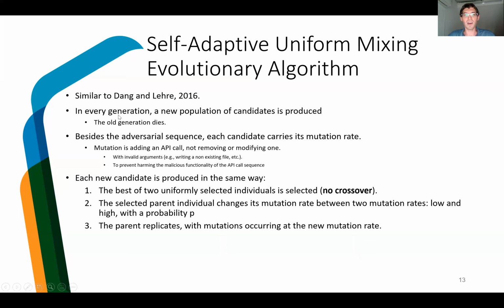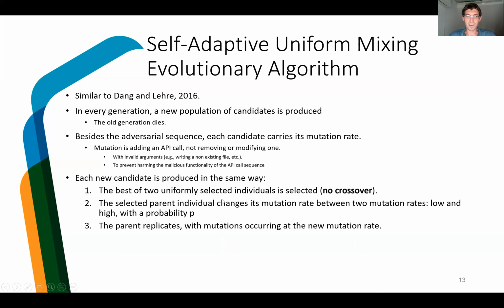But like in every other evolutionary algorithm, in every generation a new population of candidates is produced, and the old generation dies. Besides the adversarial sequence, each candidate carries the mutation rate, which can either be low or high. Each new candidate in each generation is produced in the same way: the best of two uniformly selected individuals is selected. So unlike most evolutionary algorithms, there is no crossover, meaning you don't take part of one candidate and another part of another candidate. The reason is that it doesn't make sense in the cybersecurity domain to take half a sequence of API calls from one malicious software and half a sequence from another, because this would harm the malicious functionality.